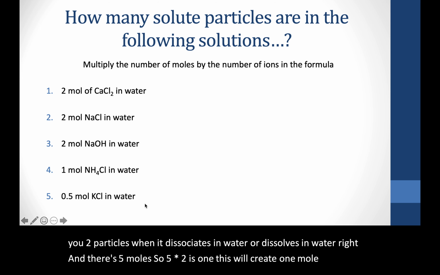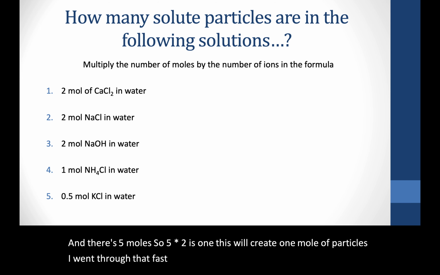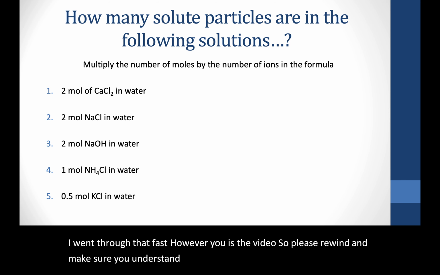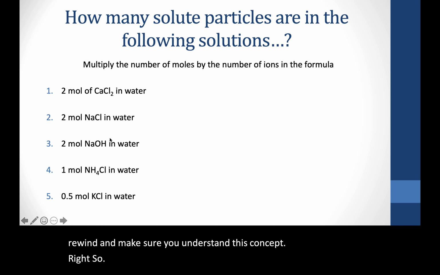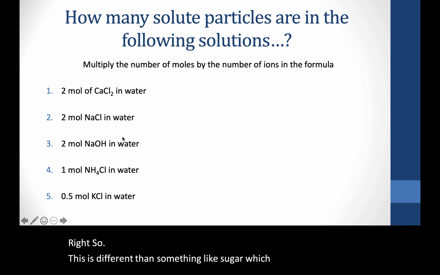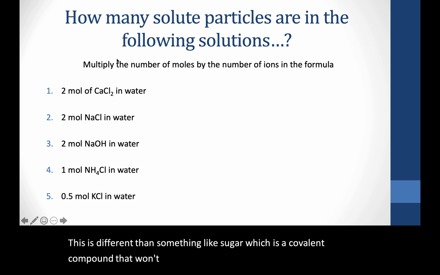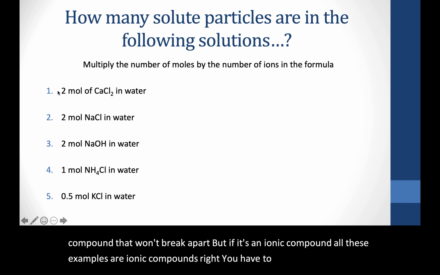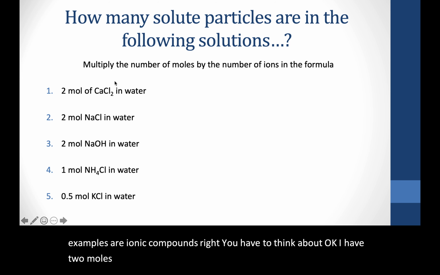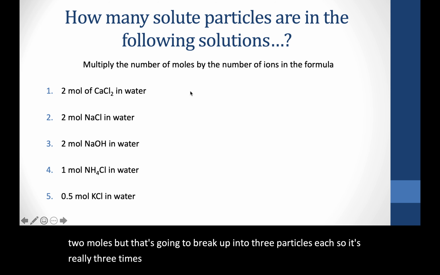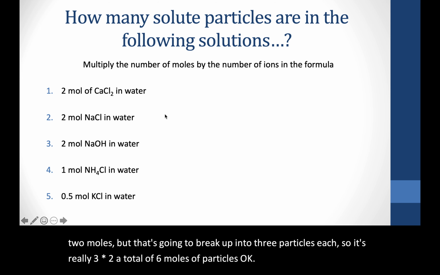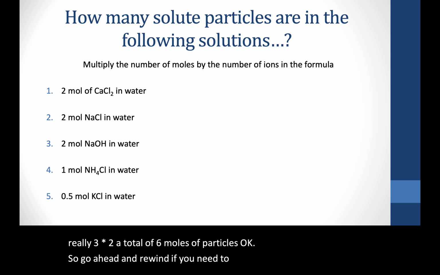Okay? I went through that fast. However, this is a video, so please rewind and make sure you understand this concept, right? So this is different than something like sugar, which is a covalent compound. That won't break apart. But if it's an ionic compound, all these examples are ionic compounds, right? You have to think about, okay, I have 2 moles, but that's going to break up into 3 particles each, so it's really 3 times 2, a total of 6 moles of particles, okay? So go ahead and rewind if you need to, or not. Just keep listening. We're moving on.